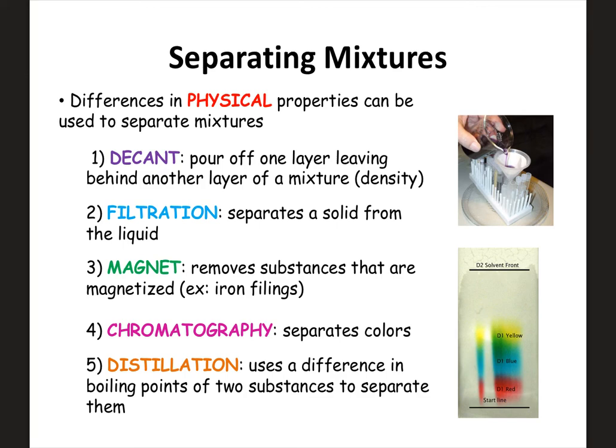And then another way to separate a mixture is through distillation. This uses a difference in boiling points of two substances in order to separate them out. So this is a little bit more complex, and I have a picture of this to explain it on the next slide. So these are just different ways to separate a mixture. There are other ways too, but the key is that because mixtures are physical blends, they can be separated.